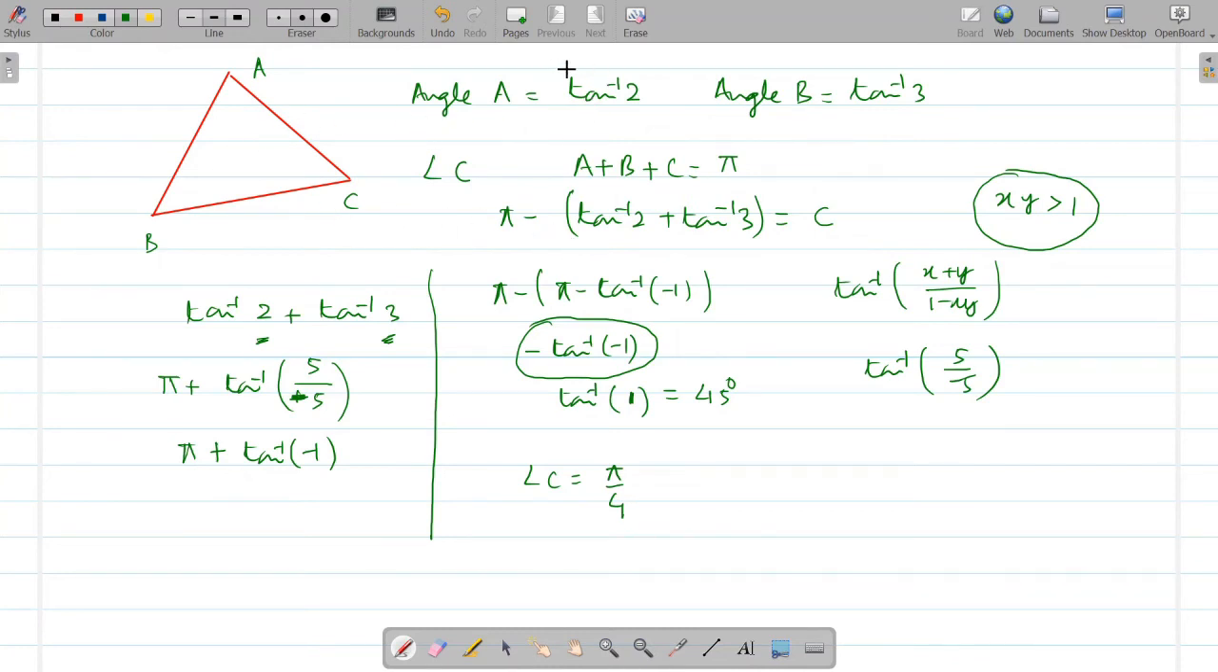In any other form, even if the angle is given in the form of a sine inverse or a sec inverse, it's advisable to convert to tan inverse. After converting, you can write the formula directly, tan inverse of x plus y upon 1 minus xy. And when you add pi and when you subtract pi, this idea you already have. So one more example I'll take now.